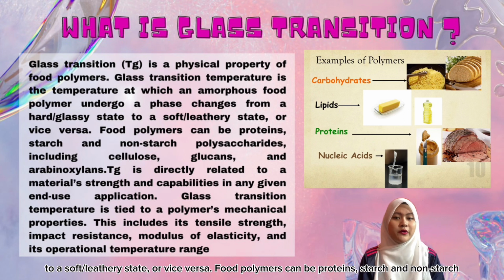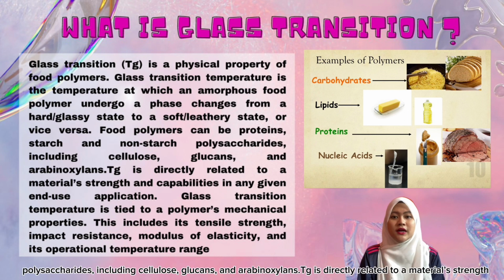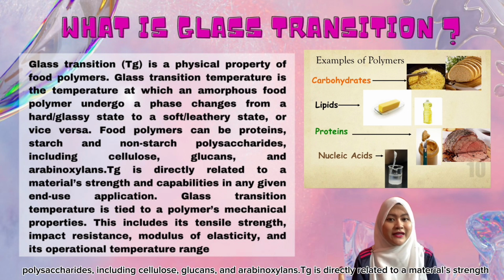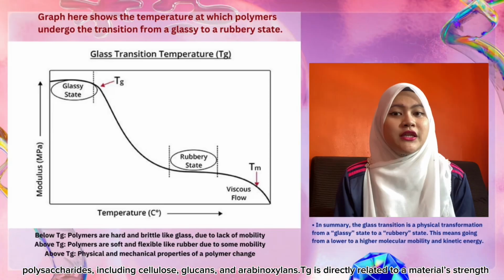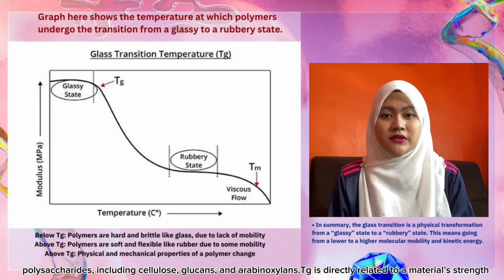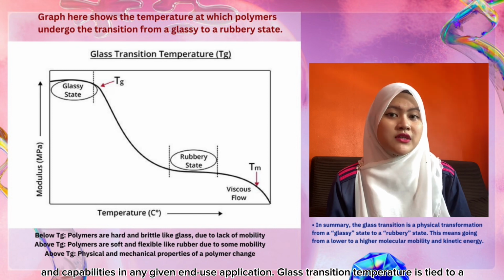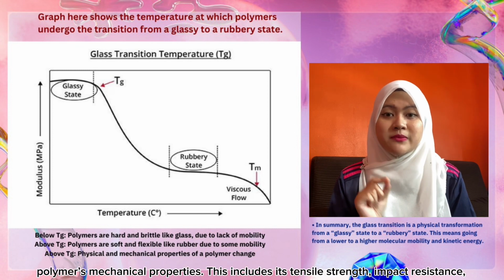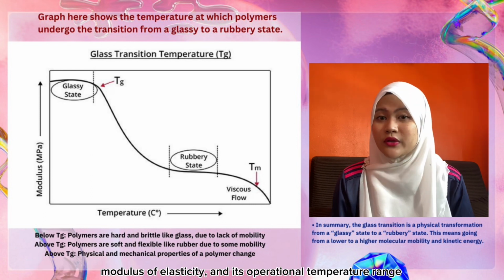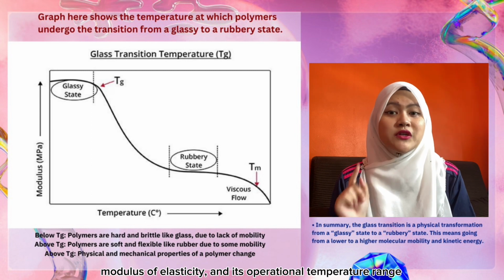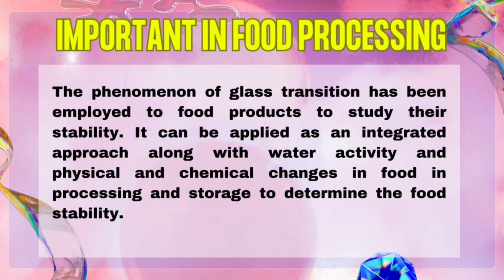Food polymers can be protein, starch and non-starch polysaccharides, including cellulose, glucans and arabinoxylans. Tg is directly related to a material's strength and capabilities in any given end-use application. Glass transition temperature is tied to a polymer's mechanical properties. This includes its tensile strength, impact resistance, modulus of elasticity, and its operational temperature range.